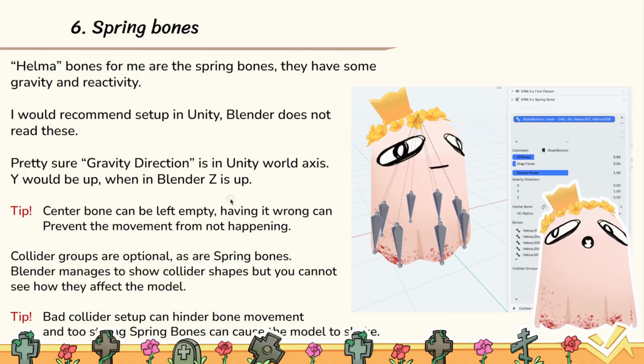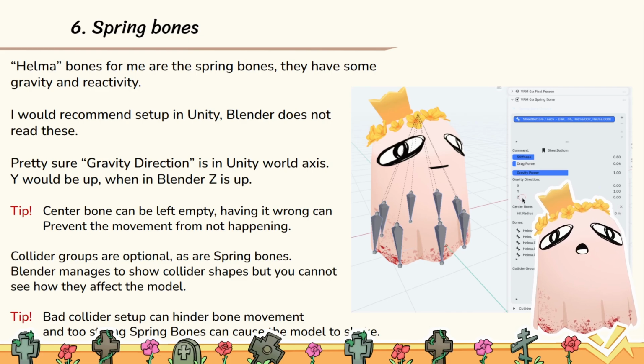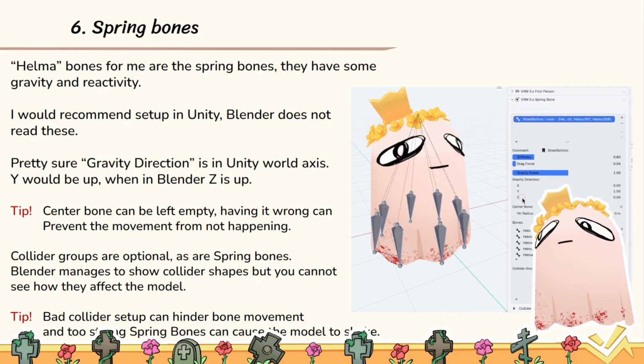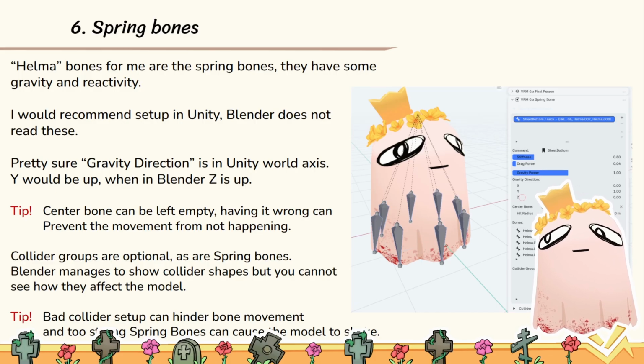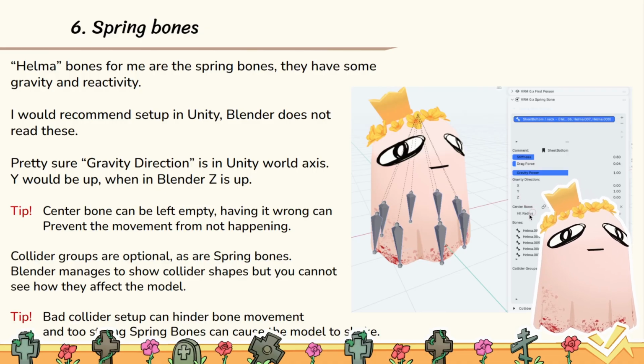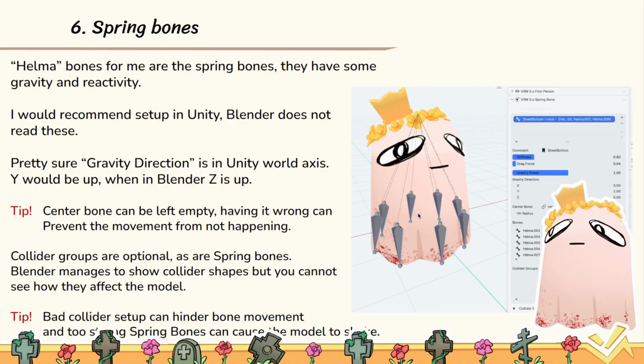I'm pretty sure gravity direction is in Unity world axis here. So y would be up when in Blender z is up. And the center bone can be left empty; having it wrong can prevent the movement from happening. Center bone we have here. I have it set, but I guess it's just okay to not have it at all. So leave this one empty.